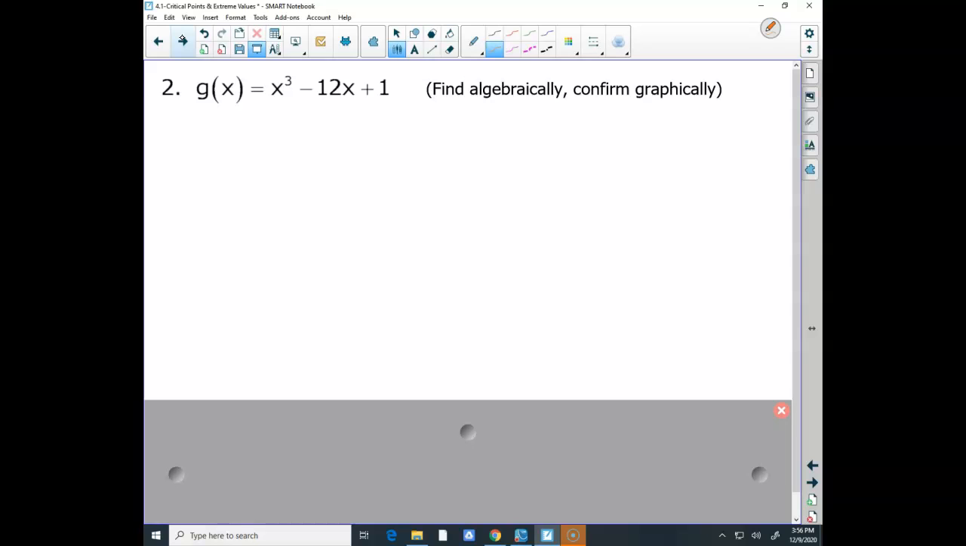Now here, we're going to find the answer algebraically, and then confirm graphically. This is a cubic function, so hopefully we know this thing either looks like this or it looks like this. So I have a possibility of 2 maxes or mins, or no maxes or mins, which means I have a possibility of 2 critical points, or possibly 1 or none.